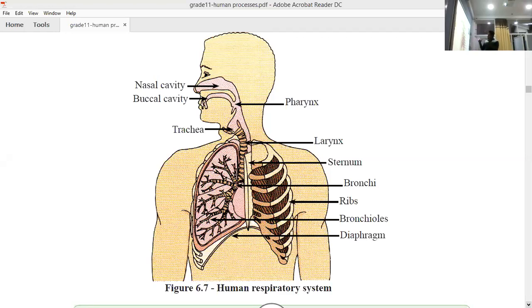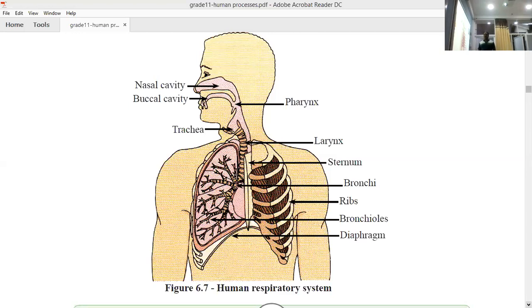Then around the lungs there is a rib cage, or ribs. You can see the ribs there. Those ribs protect the lungs, and the ribs are connected to a bone named the sternum. The sternum is at the middle. Just below the two lungs, there is a sheet of tissue which runs across the body and separates the thoracic cavity and the abdominal cavity, known as the diaphragm. There is a curve in the diaphragm which can move.